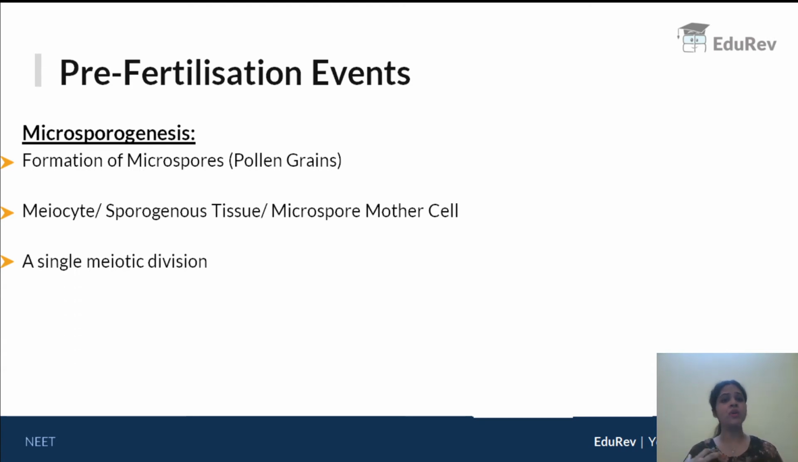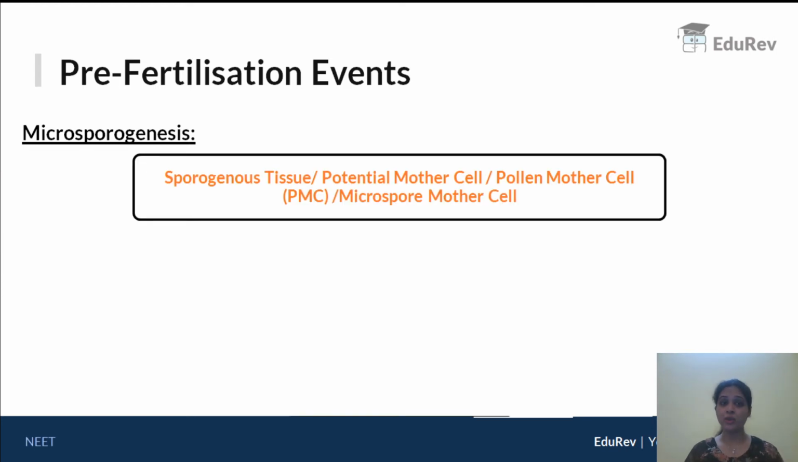Now your meiocyte or your sporogenous tissue has a whole lot of other terms which we will come to very soon. Another term for the meiocyte is definitely the microspore mother cell, and we can understand why. Pollen grains are called microspores, so therefore the meiocyte that forms it is called the microspore mother cell. Remember, this particular cell has to be diploid in nature because we're talking about a higher plant. We're talking about angiosperms. These are generally diploid. They have a diplontic life cycle. So we have studied this in previous videos. So let's go through microsporogenesis in depth.